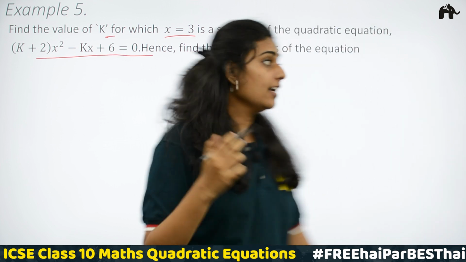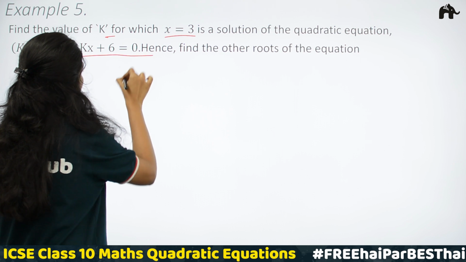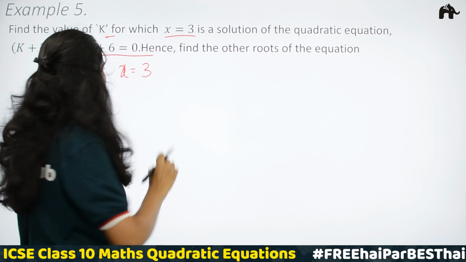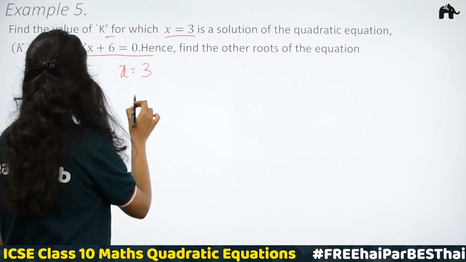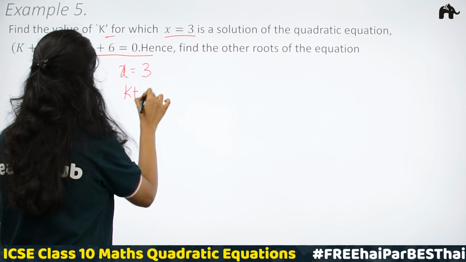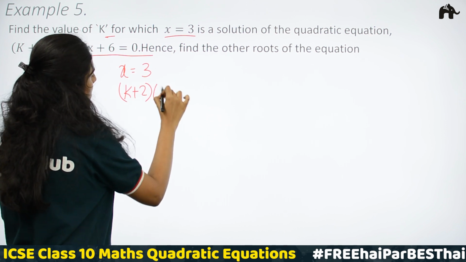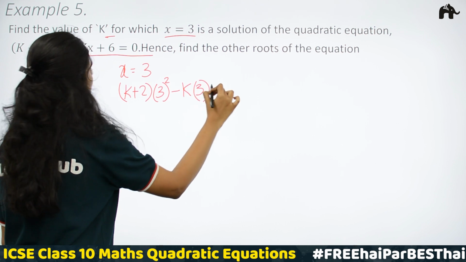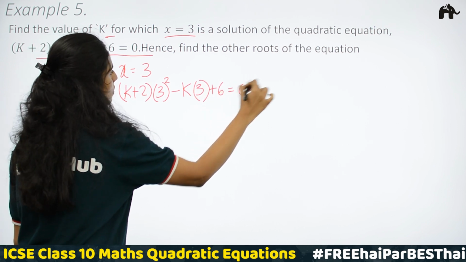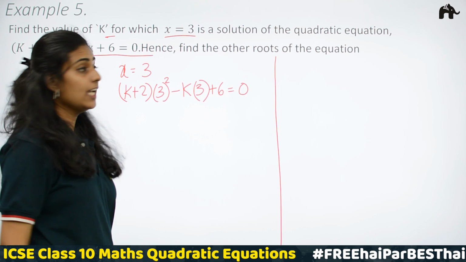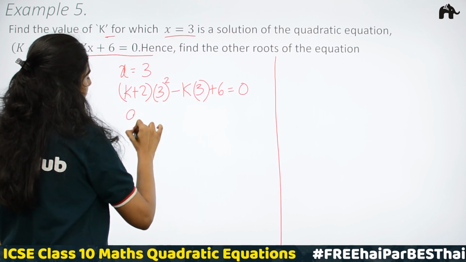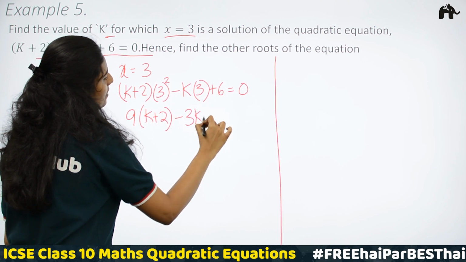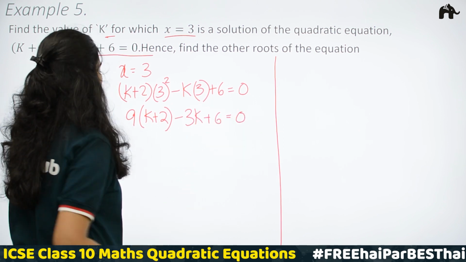Okay, let's start. Here, given x equals 3. Once you substitute x equals 3 in the equation, we can find the value of k. (k plus 2) into x squared, x squared is 3 squared, minus k into x, k into 3, plus 6 equals 0. That is 3 squared, 9, so 9 into (k plus 2) minus 3k plus 6 equals 0.